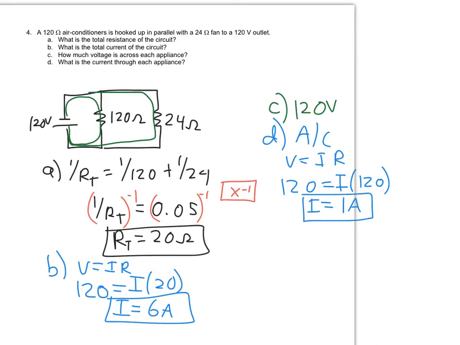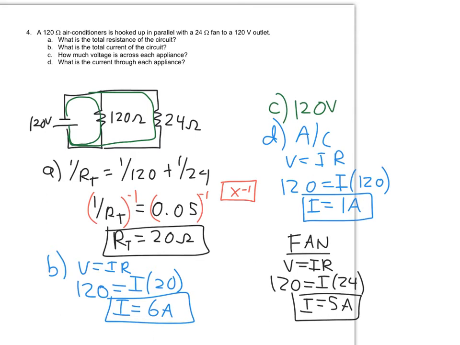We can then move on and also find it for the fan using the same basic idea here. V equals IR, so 120 volts equals our current times our resistance, and that allows us to find that the current is 5 amps through the fan.